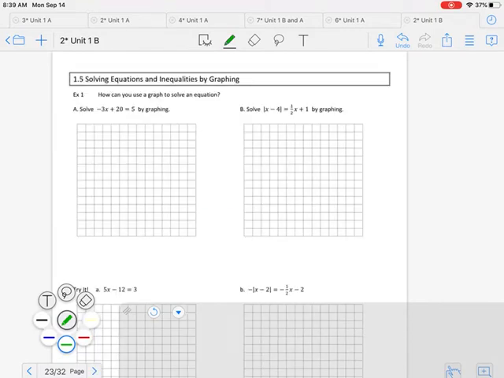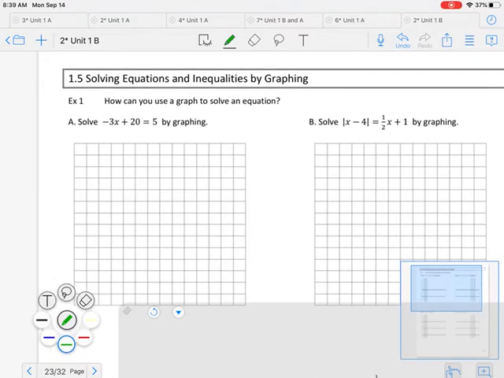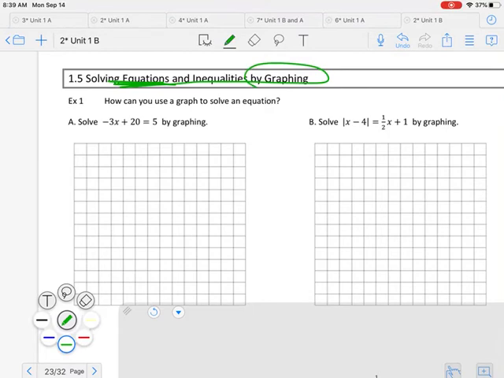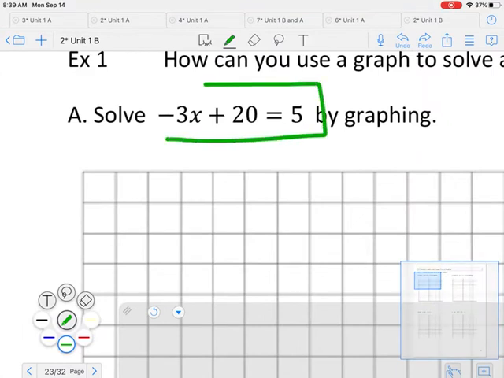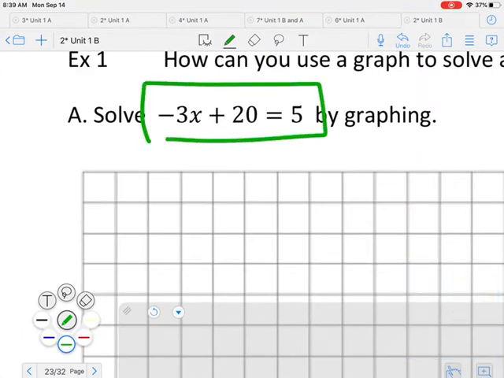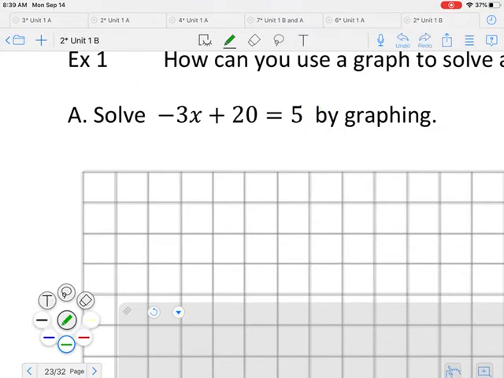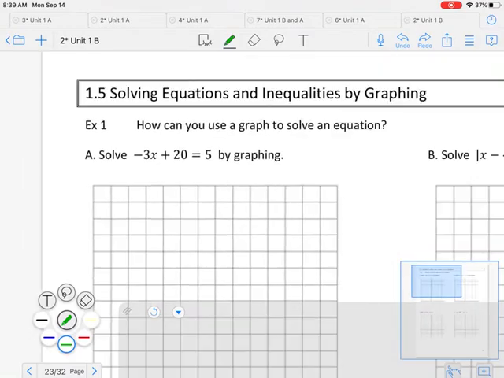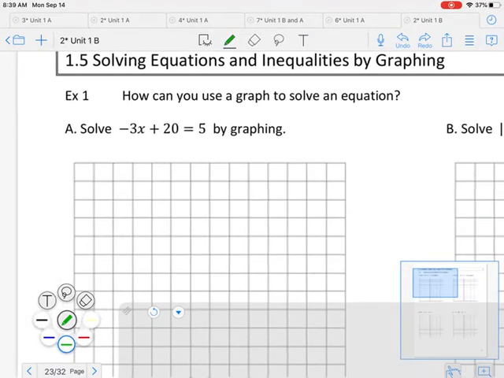1.5 now. 1.5 is a way to solve equations, but to use a graph instead of just regular old solving the equation. Like, look at this equation. I could easily solve that for x. I would subtract 20 from both sides, and then I would divide both sides by negative 3. But this section is showing us that there's more than one way we can use graphing to solve this.